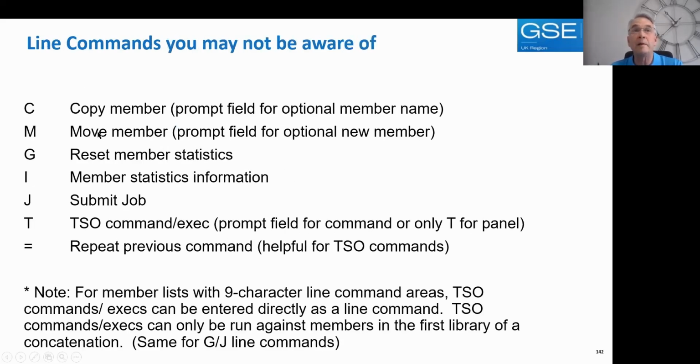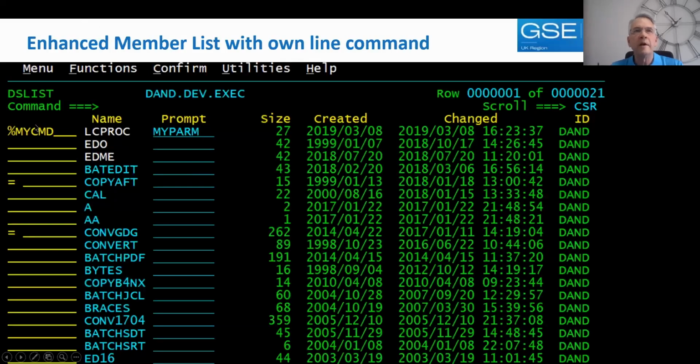I can do a copy or move of a member. I can reset member statistics. I can submit a job right from the member list. And if you have a more involved command, you can use a T, which will give you a prompt with a couple lines of things to work with. So here's an example of my own command called my command, and I can provide a parm, and I can run it again on multiple lines with the equal command. There's no / for member lists.